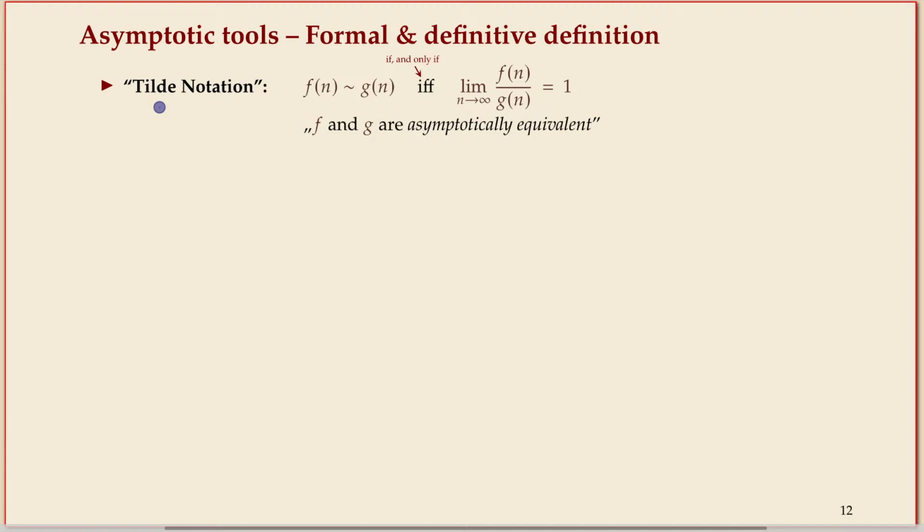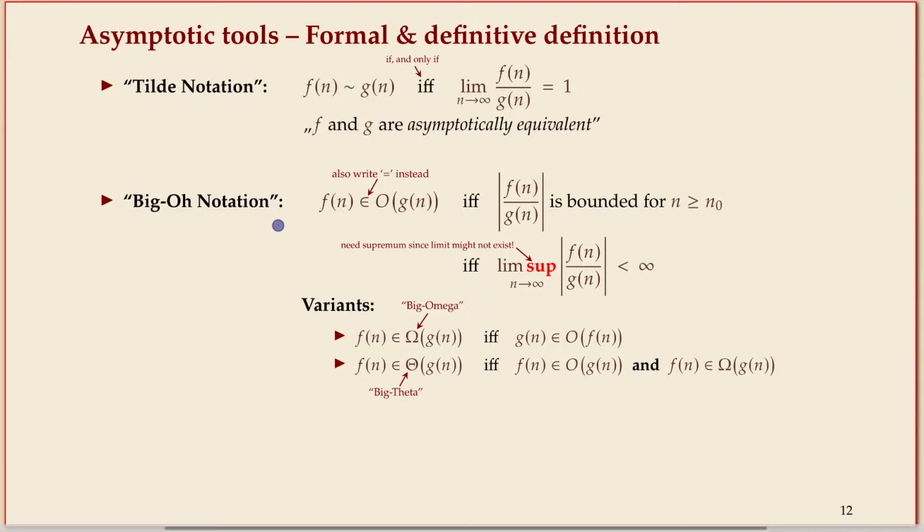First notation is the tilde that you've just seen. And we say two functions are asymptotically equivalent, or f is tilde g, exactly when their quotient converges to 1. So you divide one function by the other and take the limit for n to infinity. OK?